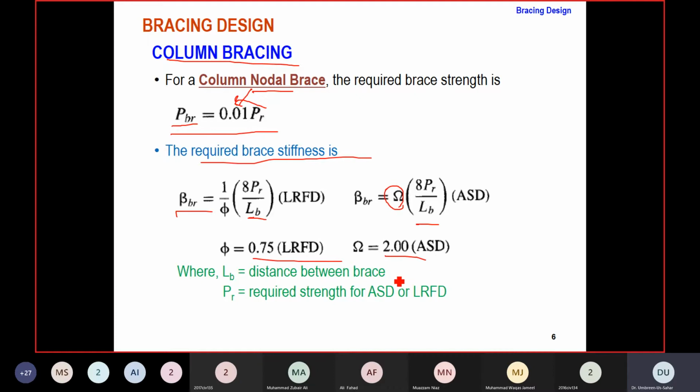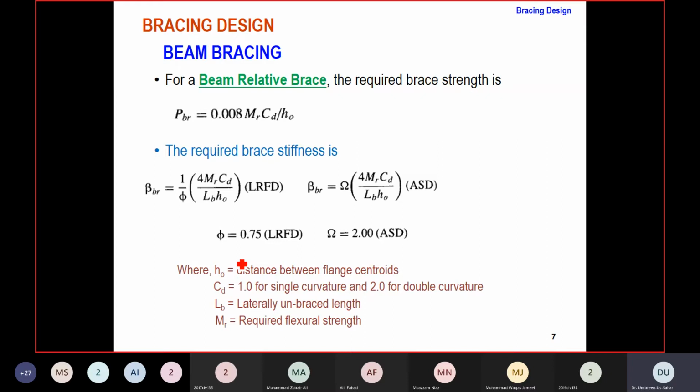Here LB is the distance between the braces and PR is the required strength for ASD and LRFD. That LB definition is the same for the relative brace. In the last slide, I missed those definitions. In slide number 5, the definition will remain the same, where LB is the distance between the braces, meaning the unbraced length of the column. You have to consider it as LB.